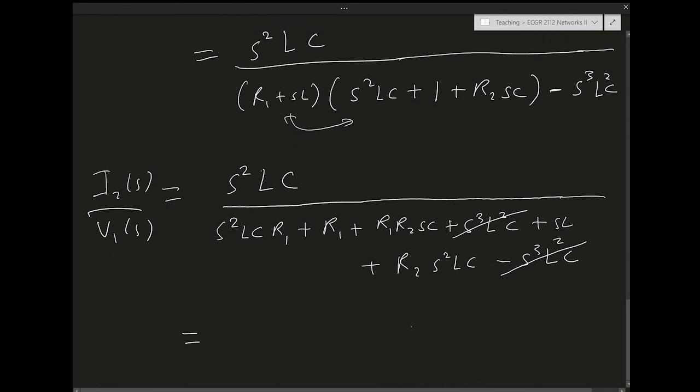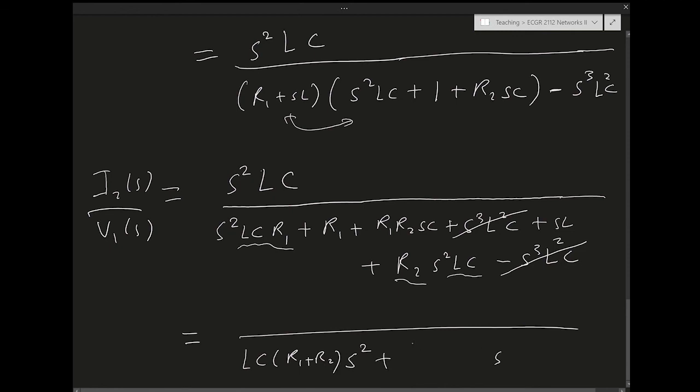So this is a polynomial, right? So it's best to collect the terms in power of S. So I have S squared. What term do I have for S squared? I have LCR1, and what other S squared do I have? Okay, I have LCR1 and I have LCR2. So I can take LC out, so I have LC times R1 plus R2. So that's the S squared term.